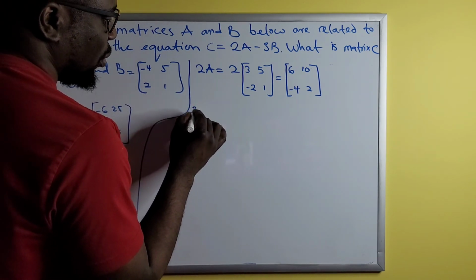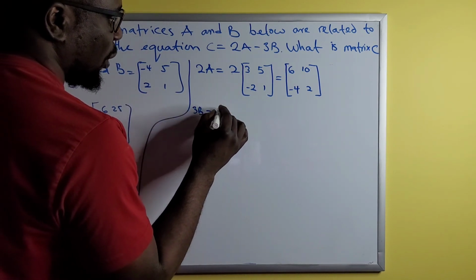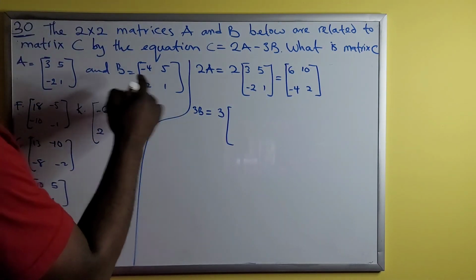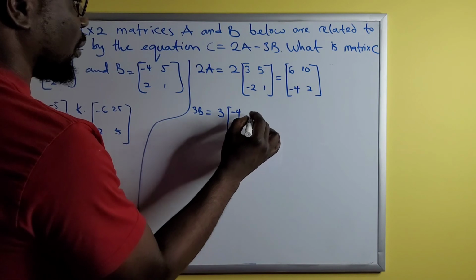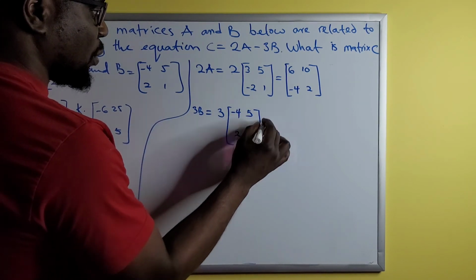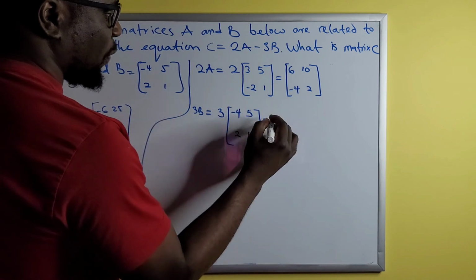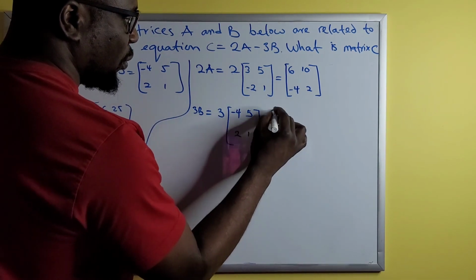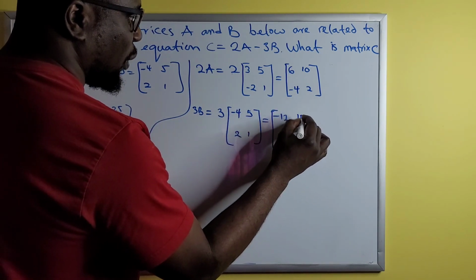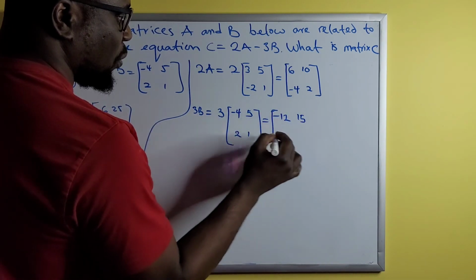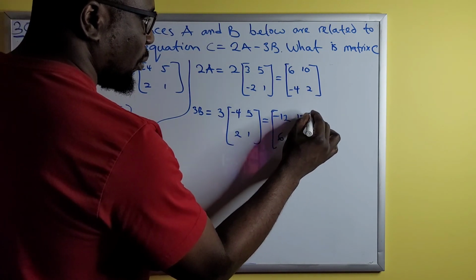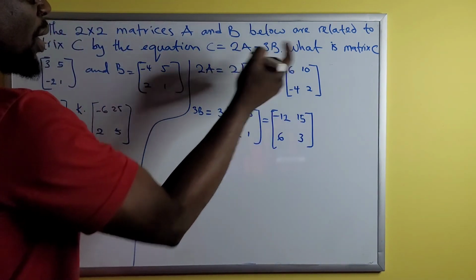Now let's work out 3B. So 3B is equal to 3 times B. What is B? B is minus 4, 5, 2, 1. So let's do that. 3 times minus 4 is minus 12. 3 times 5 is 15. 3 times 2 is 6. And 3 times 1 is 3. So now let's do the math.